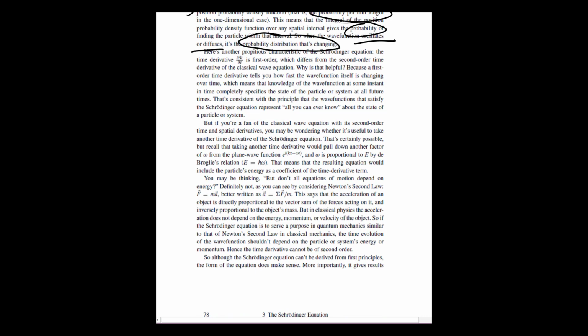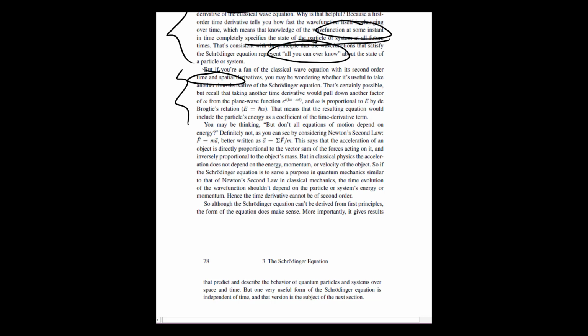Another paragraph here about why it's helpful that the Schrödinger equation has a first-order time derivative, because that means if you know the wave function at some instant, the Schrödinger equation tells you how the particle's wave function will evolve over time. That's consistent with the Schrödinger equation representing all you can ever know about the state of a particle or system. Now, if you've taken a waves class, you may have seen the wave equation with second-order partial derivatives in both time and space. So couldn't we just take another time derivative here and get something that looks more like the classical wave equation and is even more useful?